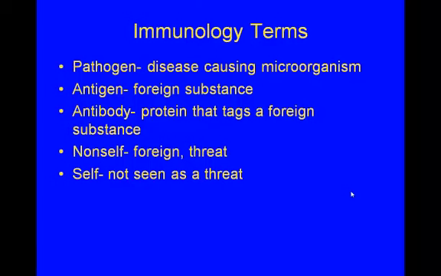Now, an antibody is a protein that tags a foreign substance, and it doesn't actually kill it, it kind of tags it so that another cell can come in and kill it. It's kind of like the trees in the forest. You see some of them have X's, and those are the ones that are supposed to be cut down. It's the same type of thing. Antibodies basically mark a bad cell with an X.